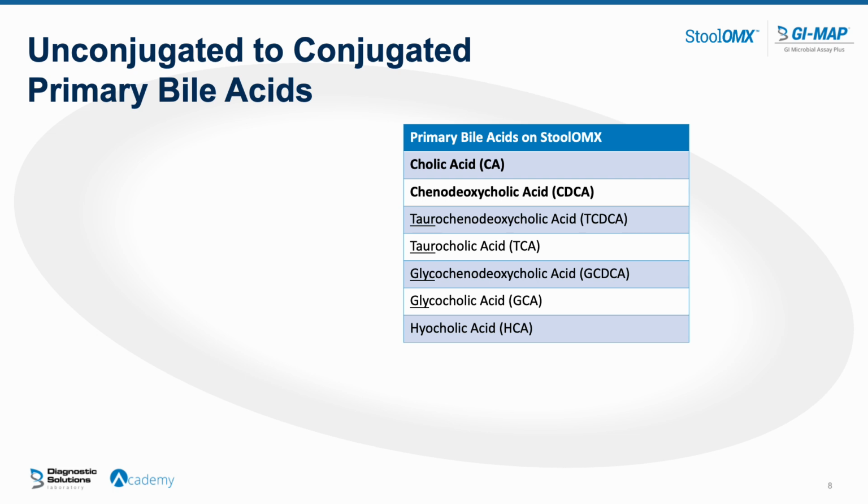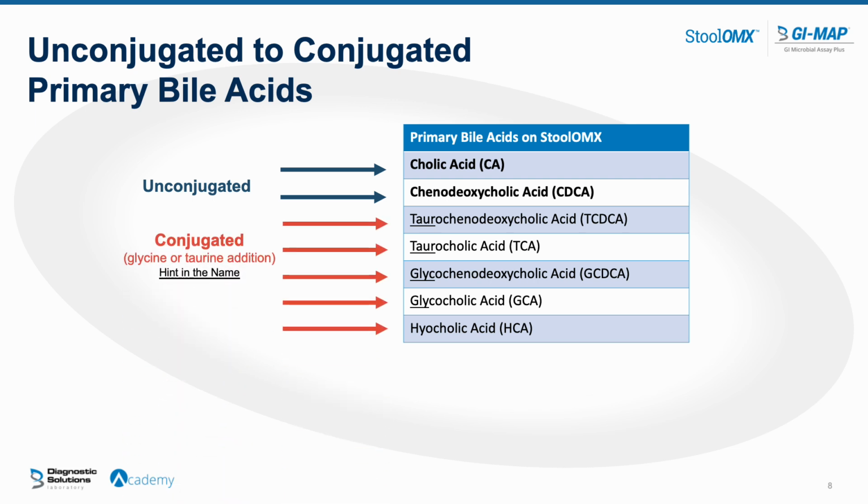Starting with our primary bile acids, we have 2 unconjugated primary bile acids listed on our test, as well as 5 conjugated primary bile acids. Remember, the significance of conjugation is to make these bile acids more soluble by adding a glycine or taurine. A little cheat to help you remember which ones are conjugated or not can be seen in the start of the name. Tauro-chenodeoxycholic acid signifies conjugation with taurine. Glyco-chenodeoxycholic acid signifies conjugation with glycine.